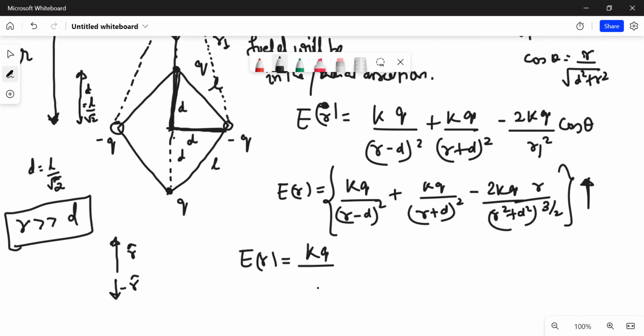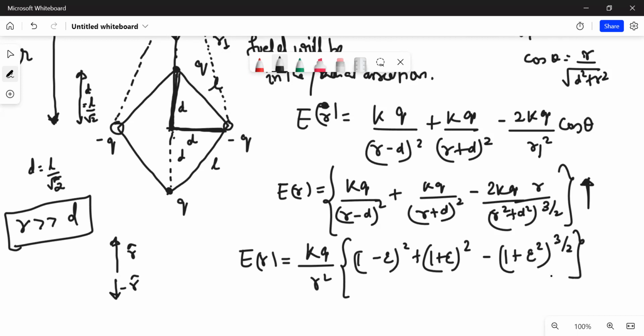तो एक kq upon r square कॉमन ले लिया, and this will be 1 minus, let's say epsilon लिख दिया का होल स्क्वायर, 1 plus epsilon whole square, and this r is there, this r square अगर common लोगे तो r cube आएगा, this will be 1 plus epsilon square की power 3 by 2, where epsilon is equal to d upon r. Is that clear?